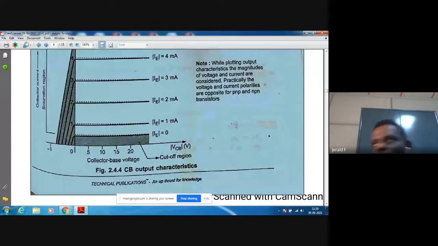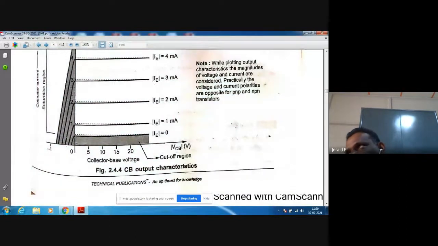Okay, so there are two configurations. First one is common base configuration. It can be available through three currents. First one is IB current, and second is IC current. Then it will go for IE. IE is equal to IB plus IC, and the third is the IB current. Okay, this is the first parameter you can calculate.